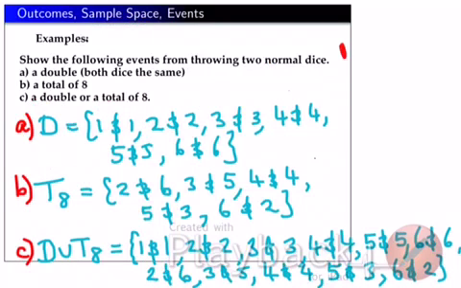So for example, 1 and 1, 1 and 2, 1 and 3, 1 and 4, and if I was to do all of that in a table, I would end up with 36 different outcomes. And that's basically the difference between the 3 terms.